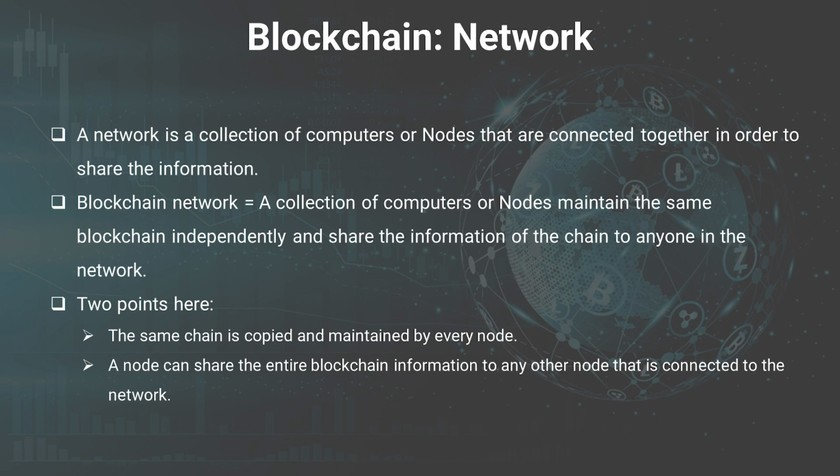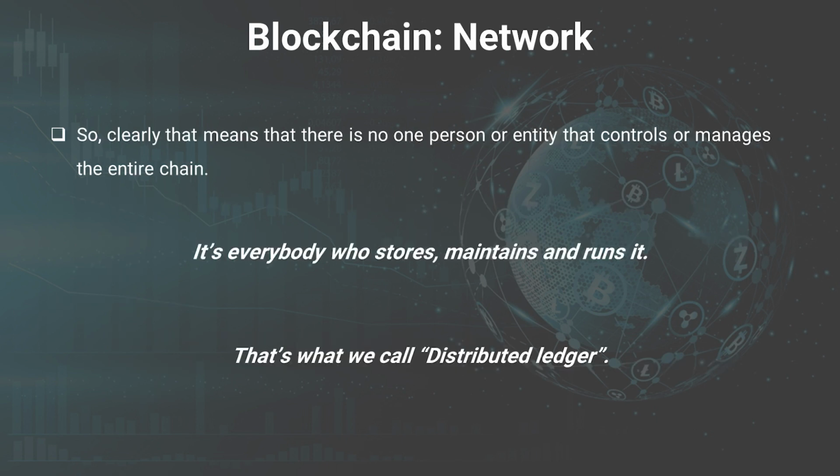And the second point is a node, or one computer, can share the entire blockchain information with any other node or any other person that is connected to the network. So we are maintaining the same kind of data in our computer, and we can share that data because that entire data is the entire blockchain. So that's what a blockchain network is.